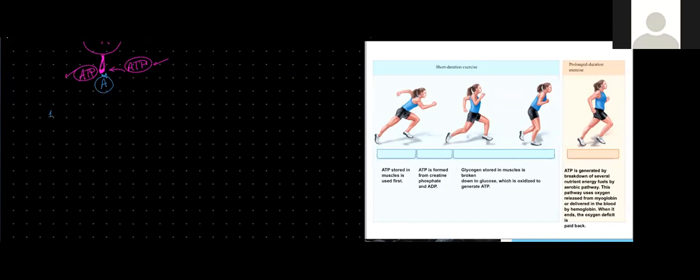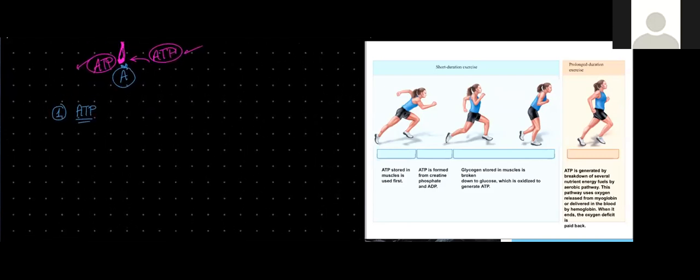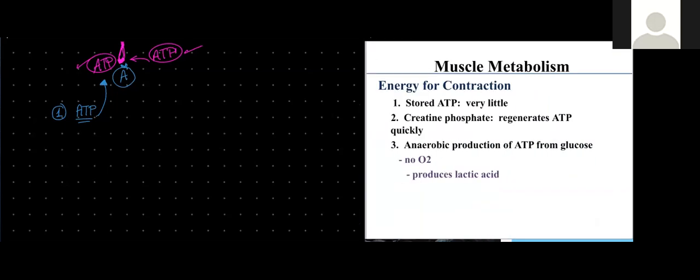The first source for the energy in my skeletal muscles will be stored ATP. So I have ATP present inside the muscle cells, ready to be used to allow the muscle contraction. But this stored ATP will not last for long. This stored ATP is going to be depleted. It's a very small amount of energy.